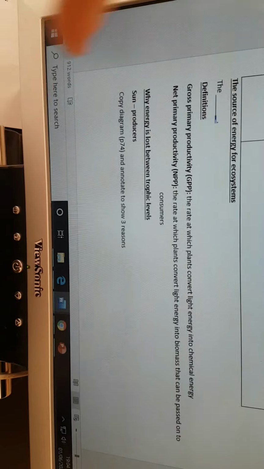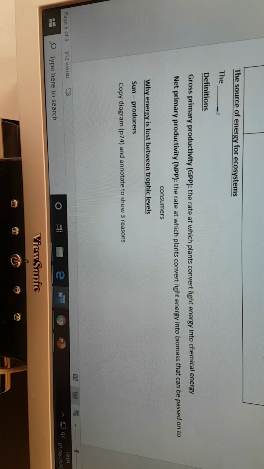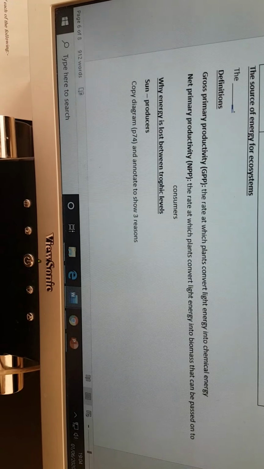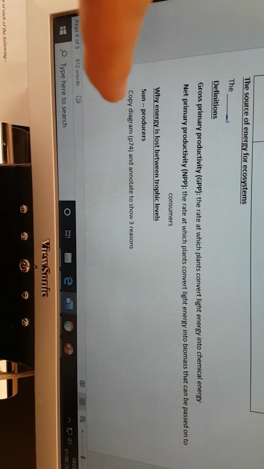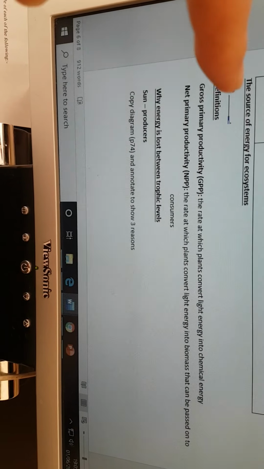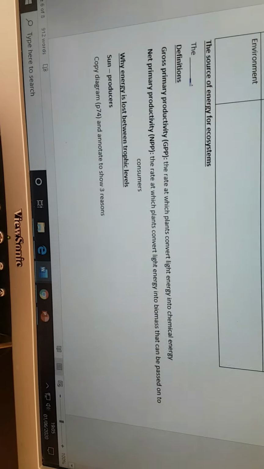Going back to the note sheet, the source of energy for ecosystems is of course just the sun. For virtually all ecosystems; there are a few, such as those Movile caves I showed you a video on in Romania, for which chemosynthesis is the source, but just put the sun here anyway. You then have two definitions.